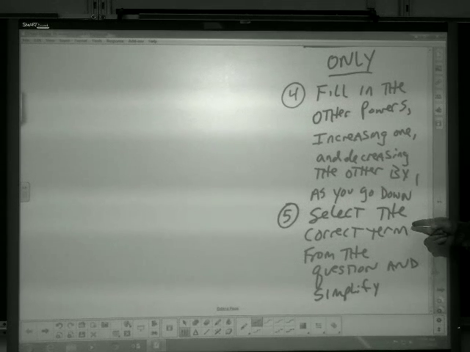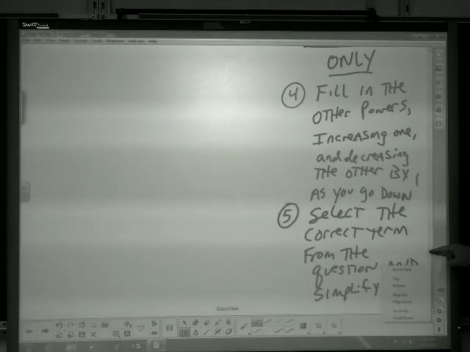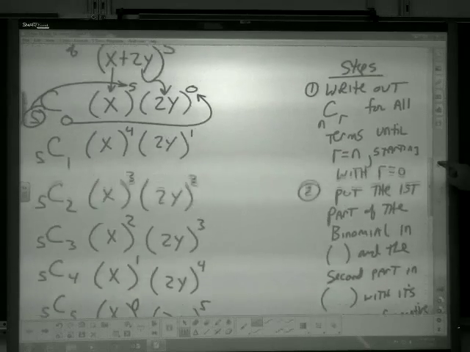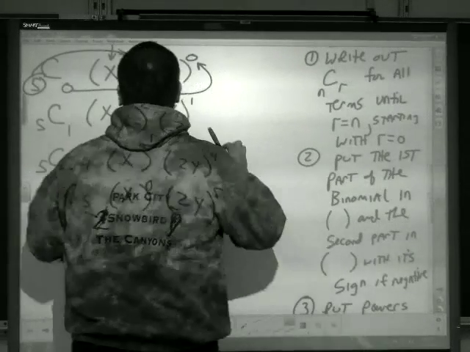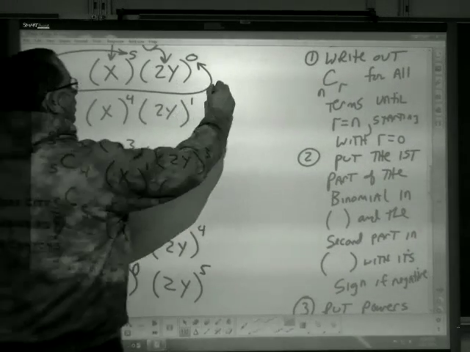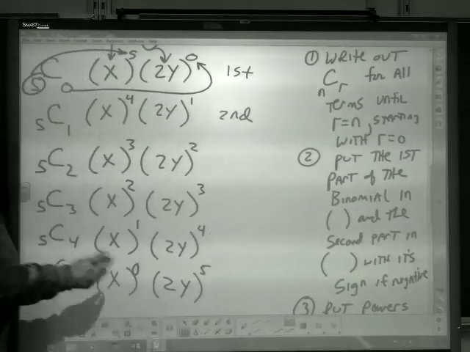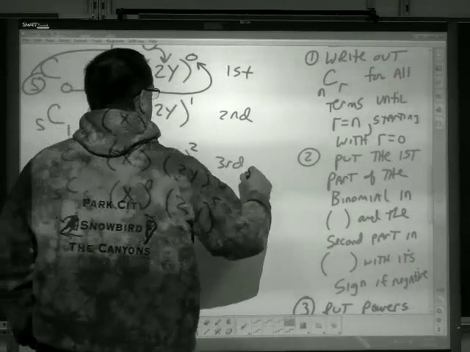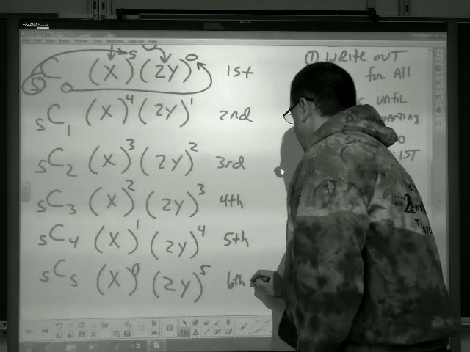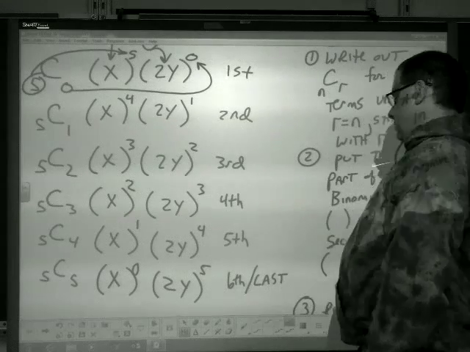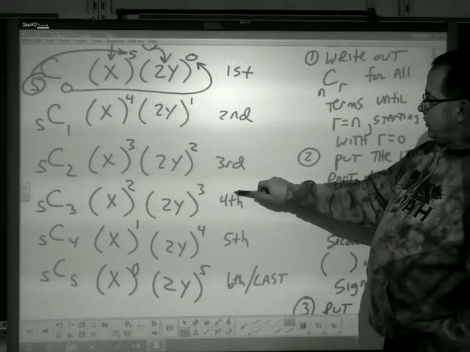Number 5, select the correct term from the question and then simplify what needs to be simplified. Well, the question said, what is the third term? So let's take a look. This first one we call the first term. The second one is called the second term. And so on. This is the third, this is the fourth, this is the fifth, this would be the sixth, or also called the last. Whatever one's last, we also call it last. Now, is there a middle term here? No. There's no middle term.